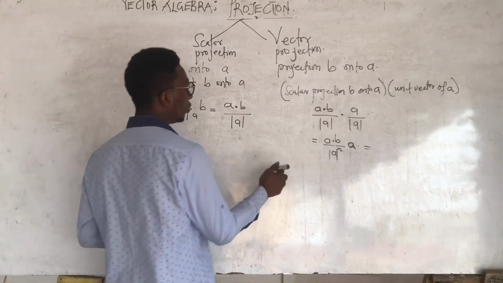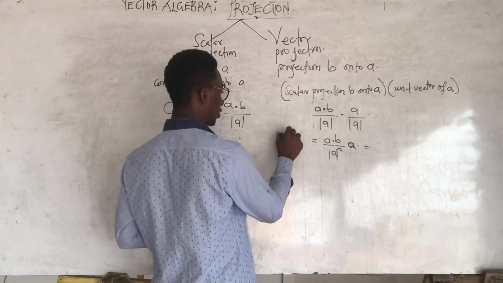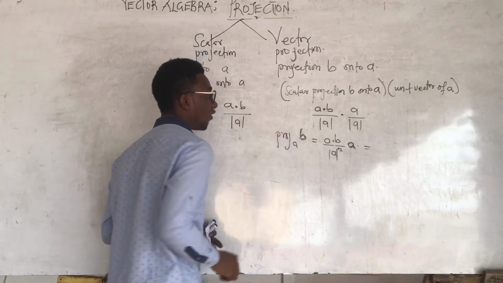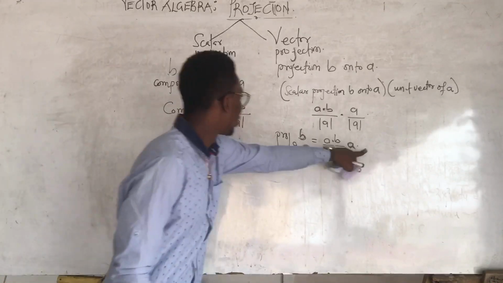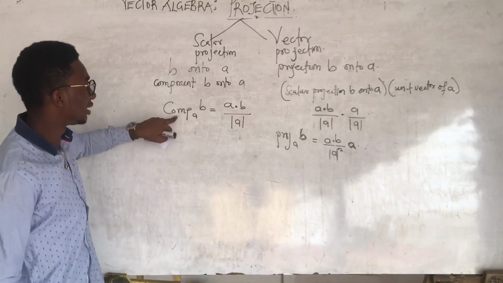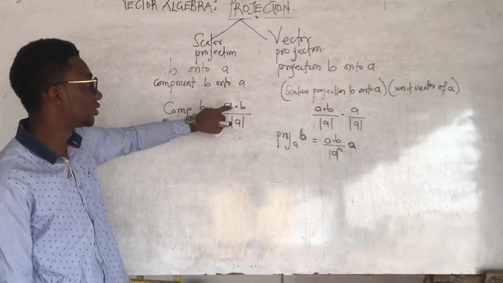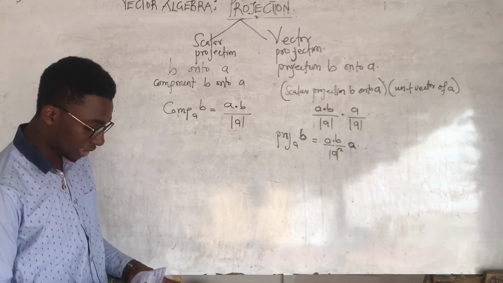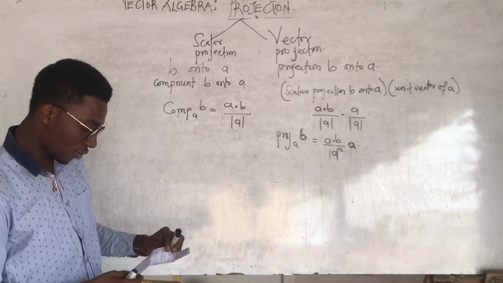Alright, so this is how we do it. A projection of B onto A. For scalar projection, we write the component of B onto A is equal to A dot B divided by the magnitude of A. Alright, let's look at just two questions.